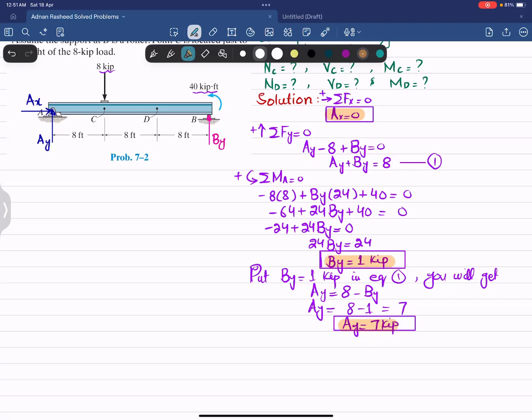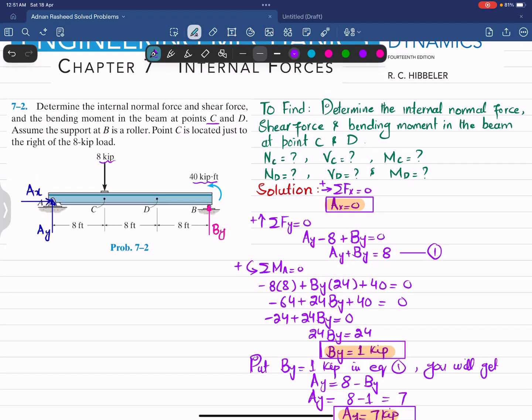Clear? Now, as we have been asked to find the internal loading at point C, we will cut this beam at point C, which is just to the right side of this 8 kips load, and we will draw the free body diagram. So for segment AC, the free body diagram will be like this. This is the beam. Here you have Ay, which is upward, and at this point you have the 8 kips load, and this is your point C.